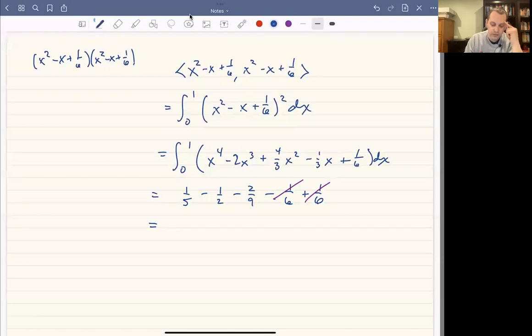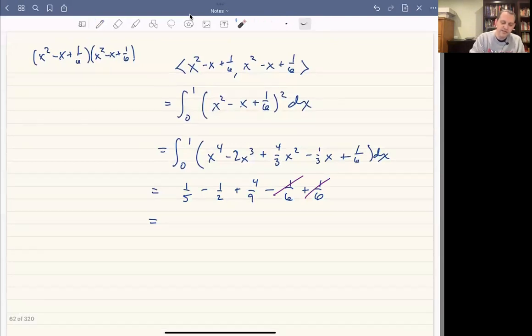And therefore, when we integrate, we'll get 4/9. So that should be a plus 4/9. That makes me happier, because now the integral is positive. We know that because it's an inner product, the integral should be greater than or equal to 0, and it should only be 0 if it's the 0 vector itself. Anyway, so we get 1/5 minus 1/2 plus 4/9.